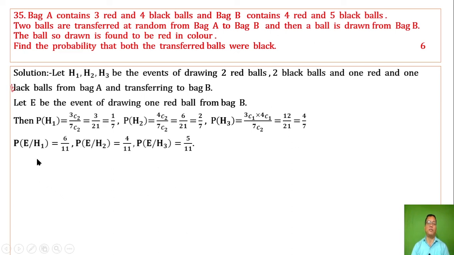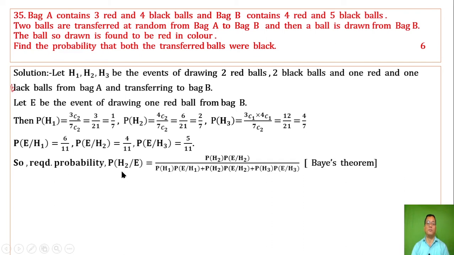P of E by H1 is 6 by 11, P of H2 is 4 by 11, P of H3 is 5 by 11. The required probability is P of H2 by E. By Bayes' theorem, putting the respective values and simplifying, we get 4 by 17.